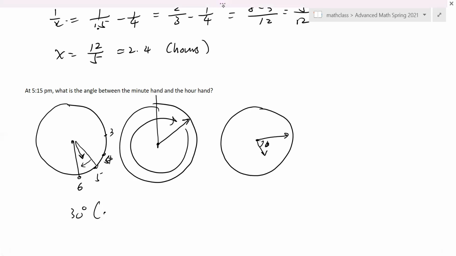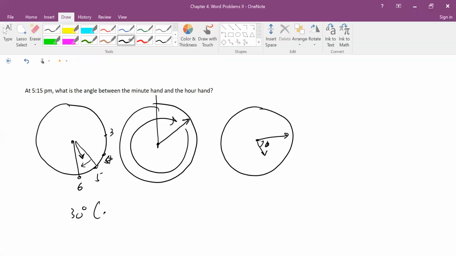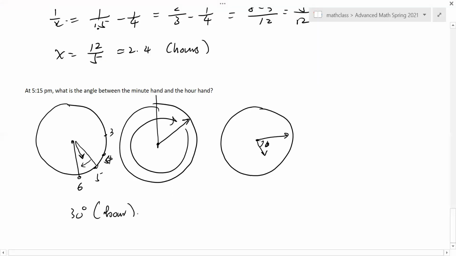And that's equivalent to the completed circle, right? Completed circle, 60 minutes. So it's really the minute hand completed 360 degrees, right? So that's the relationship, the correspondence.